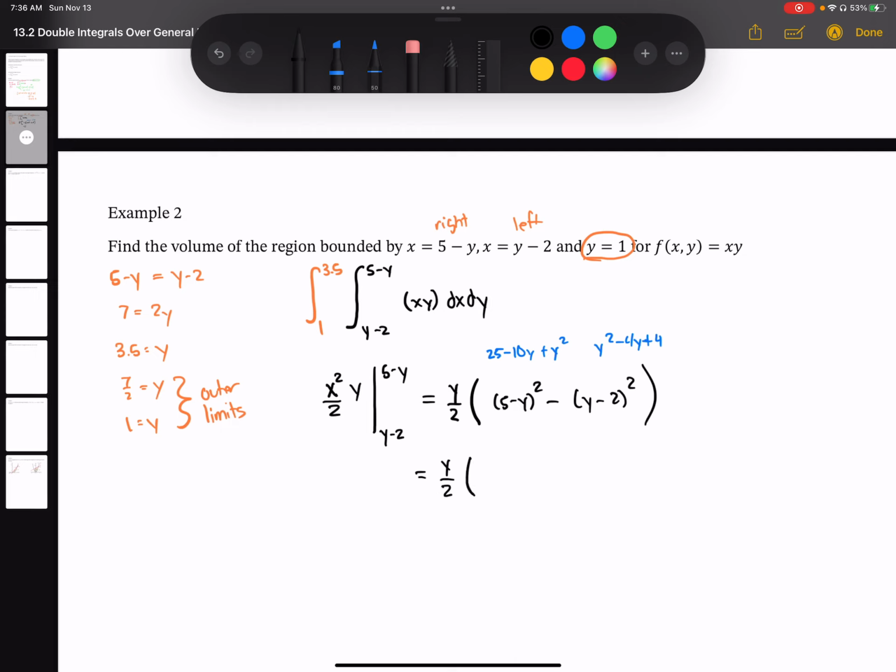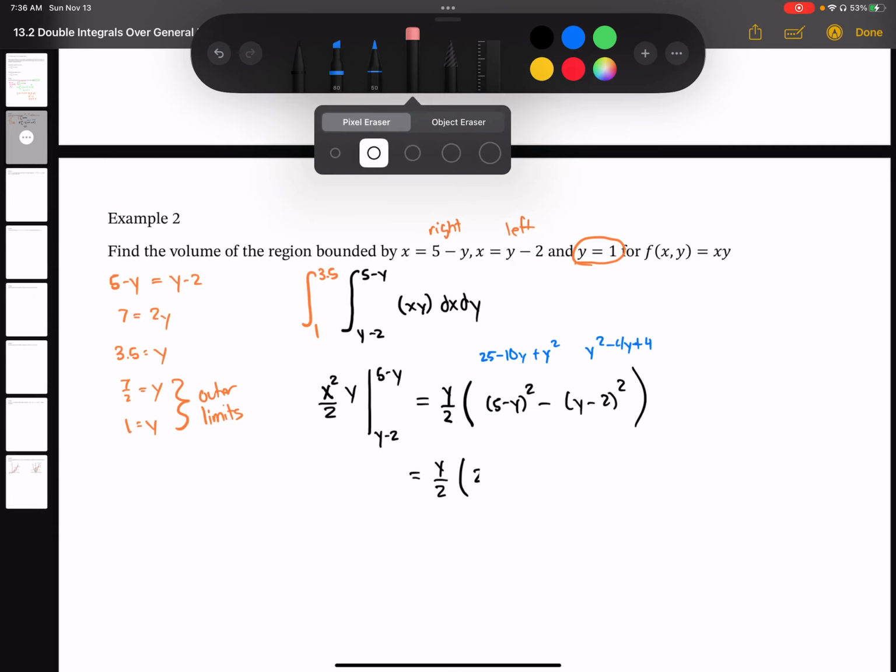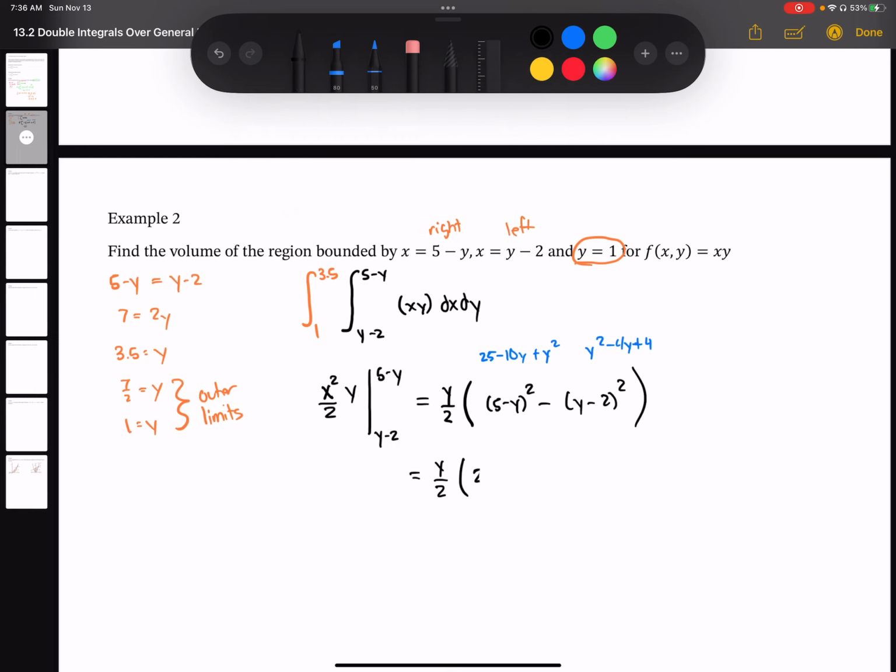internal, we're going to have y over 2. So 25 minus 4 is going to be 21. Negative 10 plus 4 is going to be minus 6y. So we had 21 minus 6y. And then the positive y squared. So you know what? We'll just switch the signs. So that's negative, that's positive, and that's negative. So y squared minus y squared is 0. So we get 21 minus 6y.